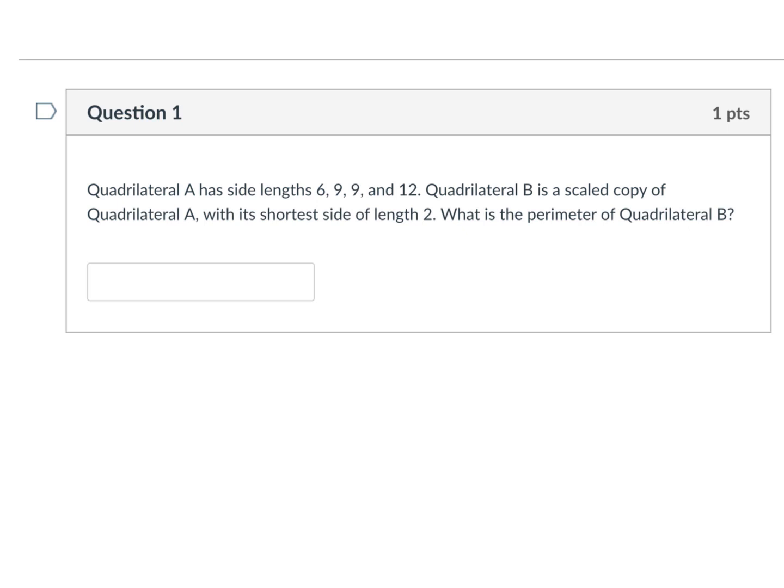So perimeter is the distance around the outside of the shape. To find the distance around, we add up all the sides. So if I go 6 plus 9 plus 9 plus 12, I get 36. So the perimeter of quadrilateral A is 36.